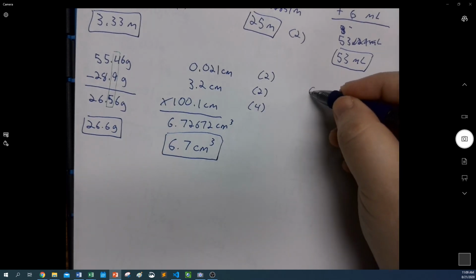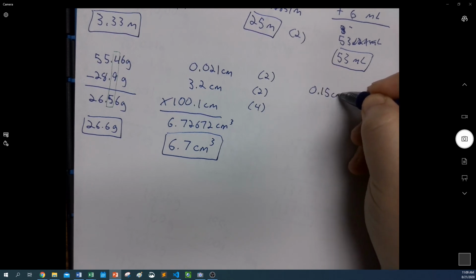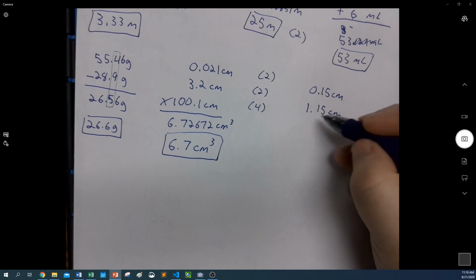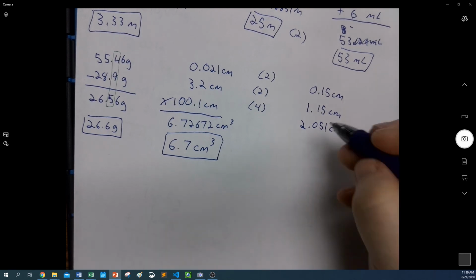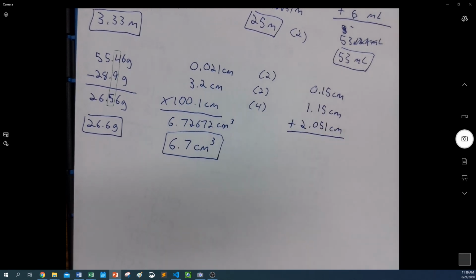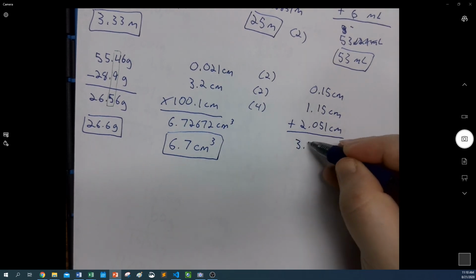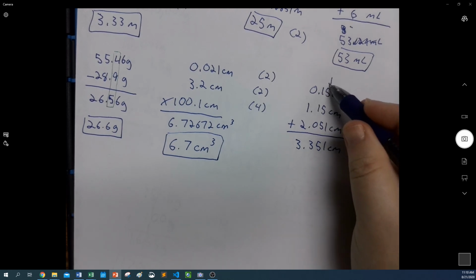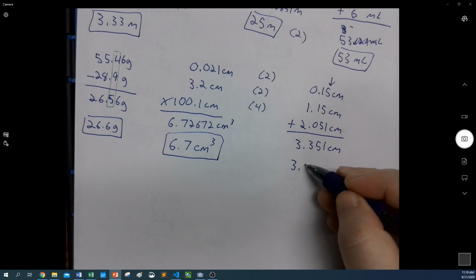So another example, 0.15 centimeters plus 1.15 centimeters plus 2.051 centimeters. That would be 3.351 centimeters, but we would cut it off on this spot. So 3.35 centimeters.